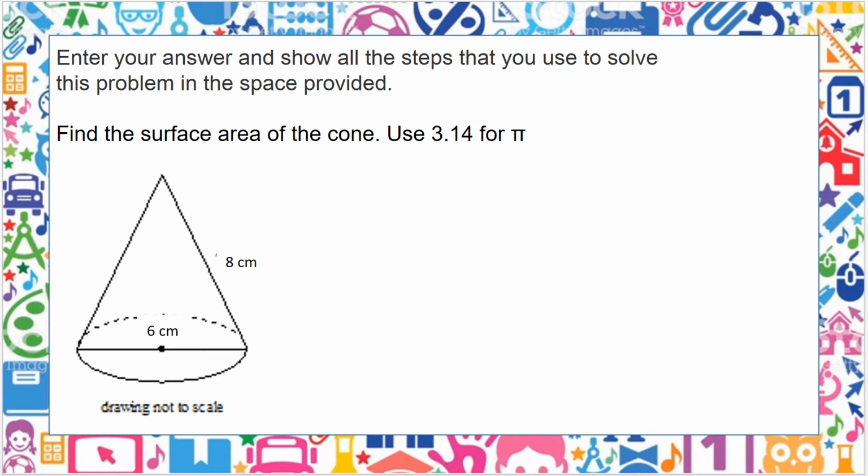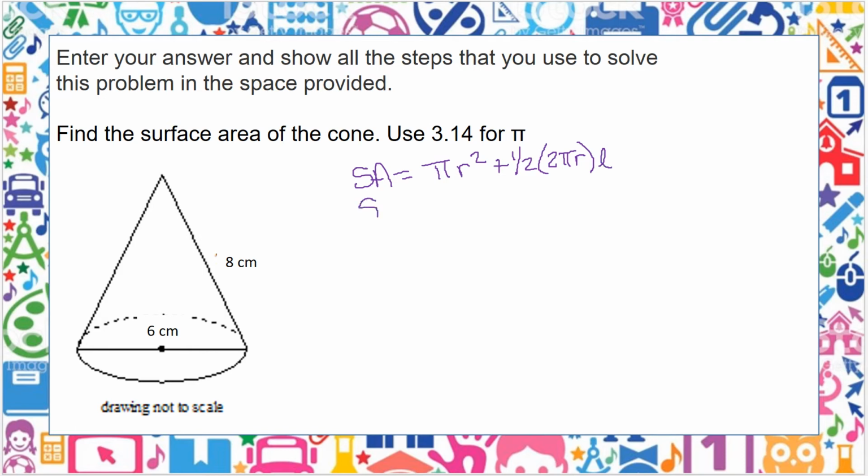Enter your answer and show all the steps that you used to solve the problem. So we're going to find the surface area of the cone. The surface area of the cone formula is pi r squared plus 1/2 times 2 pi r times the slant height.